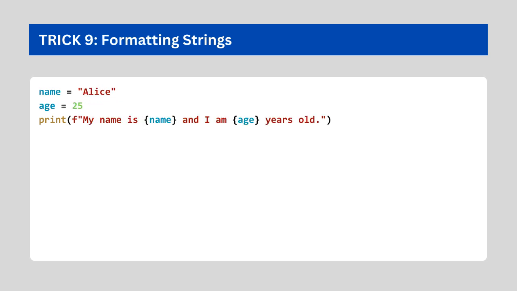Trick 9. Formatting strings. String concatenation can get messy. Instead of using multiple plus signs, use f-strings for cleaner and more readable code. In the example, see how f-strings embed variables directly inside the string. Why use f-strings? Faster and more efficient than older methods like format or % formatting. Easier to read, especially when dealing with multiple variables. Use f-strings whenever possible to keep your Python code clean, readable, and efficient.